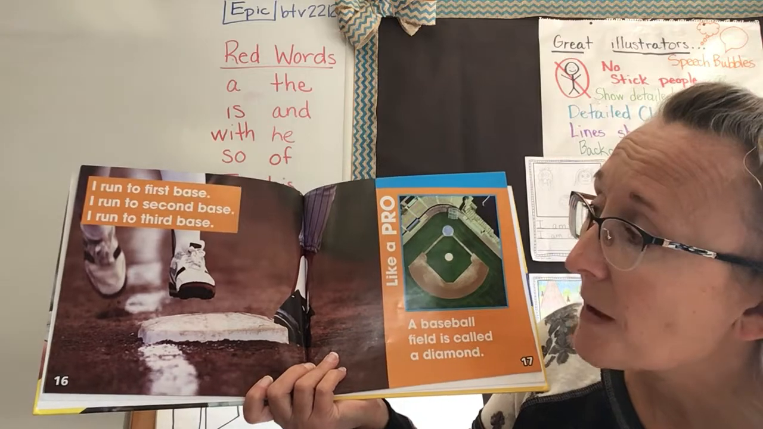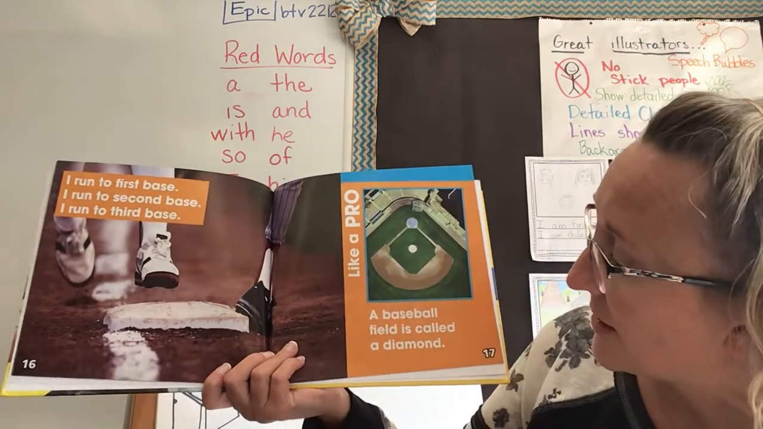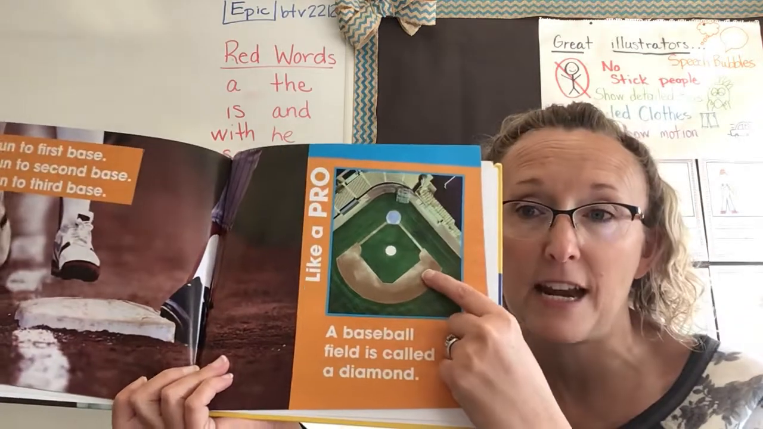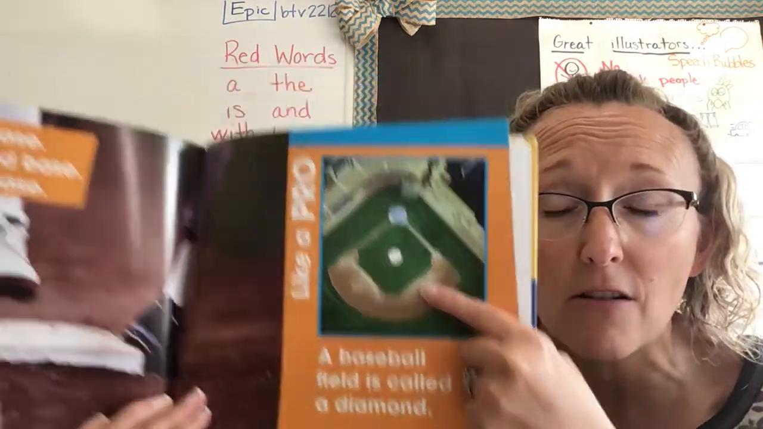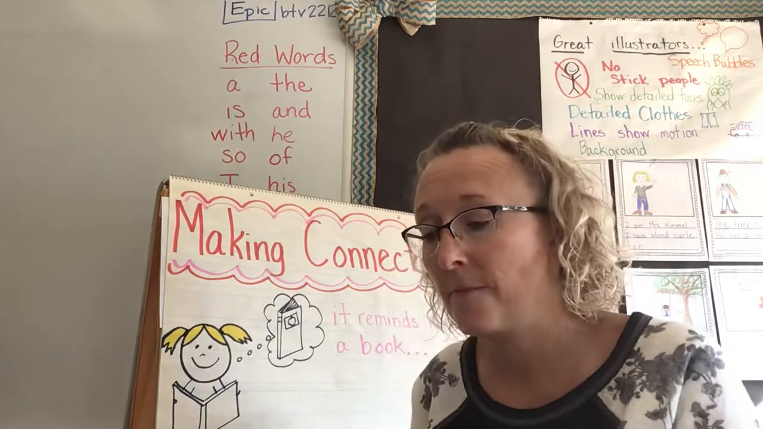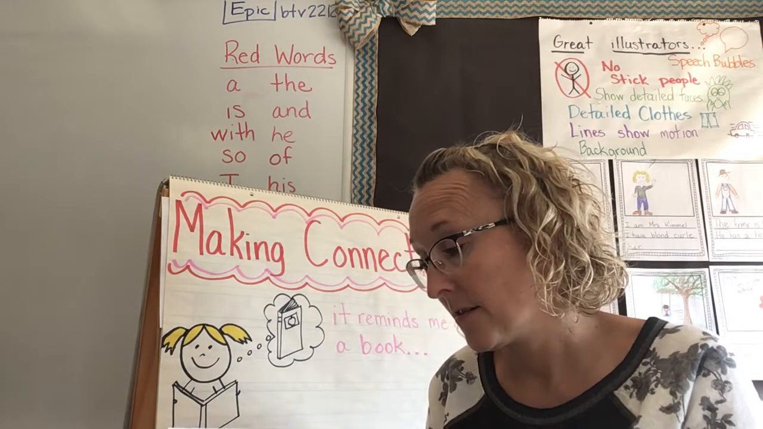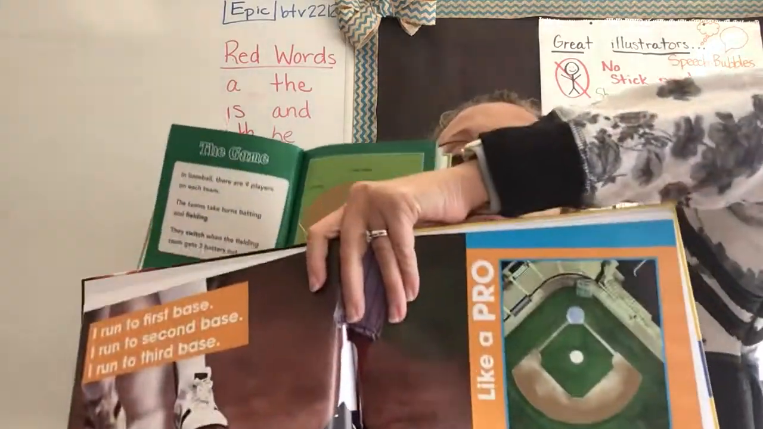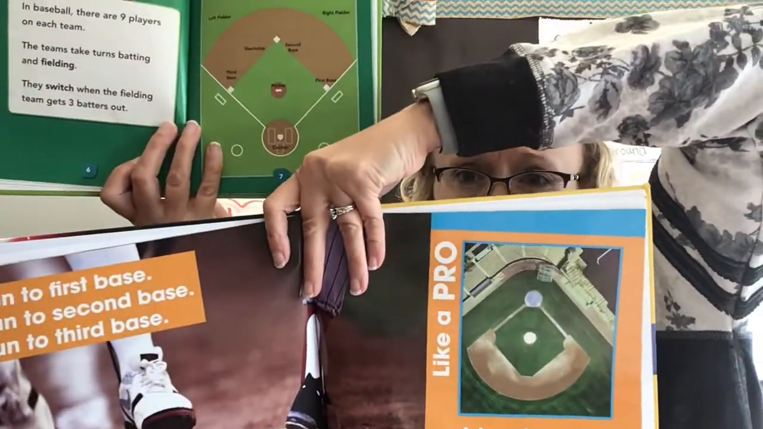I run to first base, I run to second base, I run to third base. A baseball field is called a diamond. Oh, big connection here. Look, that's a real photo, but then this one is like a drawing or a diagram, right? Look at those. Those look a lot alike, don't they? Can you see those two?